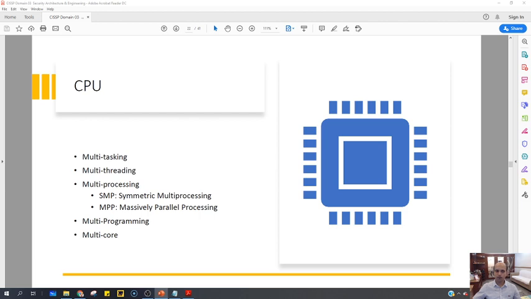Moving further, we need to know the CPU also. When we talk about the CPU, it is the central processing unit, as everyone already knows.